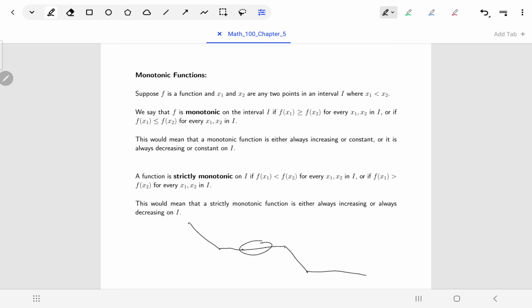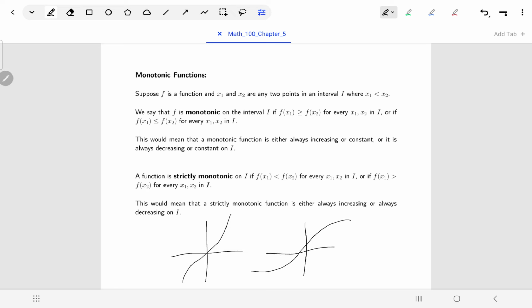So we're allowing two points to have the same y value or two points to have different y values. But basically, when we say something is monotonic, we mean that you are either increasing or constant, or you are decreasing or constant. If we wanted to rule out being constant, then we would say you are strictly monotonic. So pick any two x values where x1 is less than x2, and it's always increasing or always decreasing. Strictly monotonic functions include something like y equals x cubed, which is always increasing.